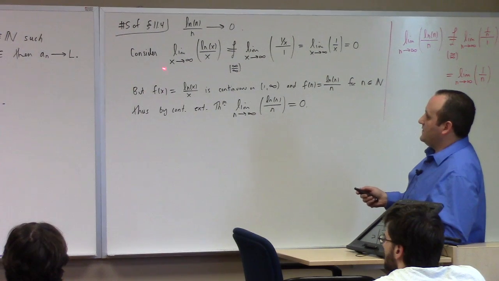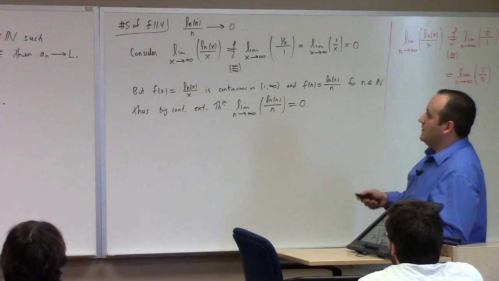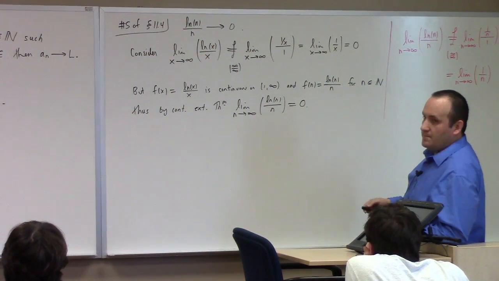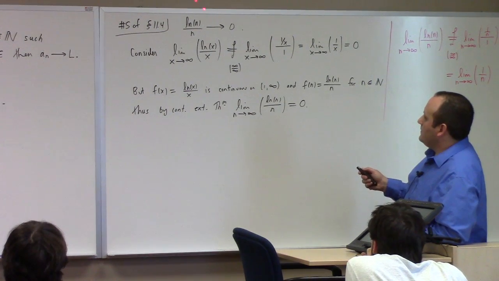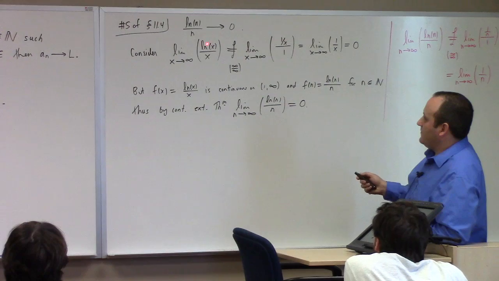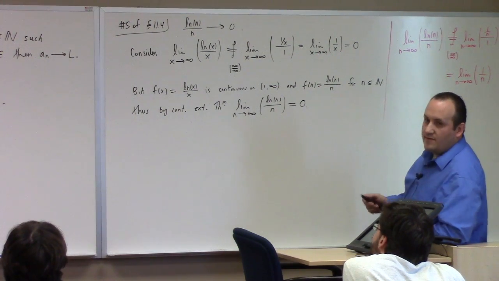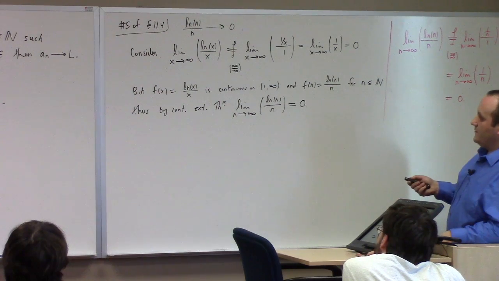What I do is I consider the limit as x goes to infinity of ln of x over x. By L'Hopital's rule, this is type infinity over infinity, right? So I differentiate the top and bottom. The derivative of the natural log is 1 over x. The derivative of x is 1. I do algebra, and this gives me the limit as x goes to infinity of 1 over x. Of course, this is 0, right? Therefore, well, then we make this argument.